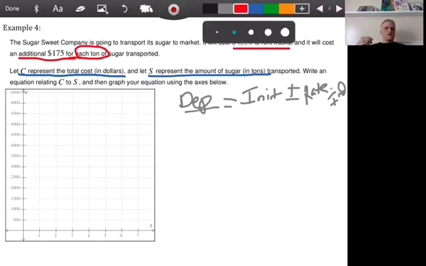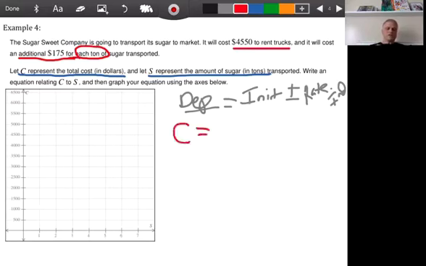Okay, so what is the dependent variable? Well, does the cost in dollars depend on the amount of sugar, or does the amount of sugar that is transported depend on the total cost? Well, the total cost depends on and relies on how much sugar we are going to be transporting. Okay, especially since up here it says that the sugar is going to be changing, and because the rate is going to be affecting the sugar, it's going to be my independent. We're going to plug that in. All right, so that tells me that the cost, C, is my dependent variable.